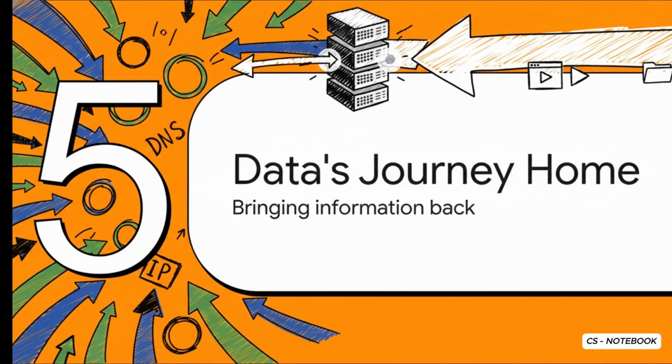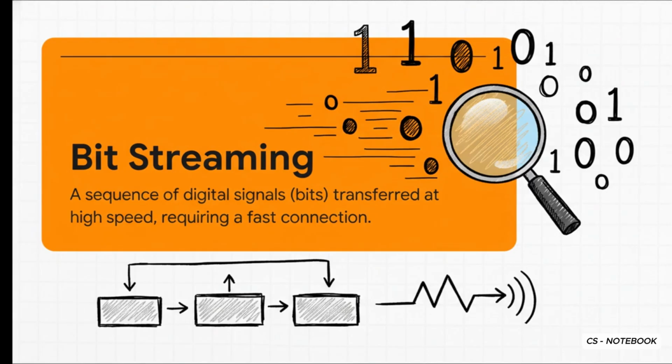All right, mission accomplished. Our packet, guided by DNS and its IP address, has reached the destination server. That server processes the request and then sends a new packet, this one containing the web page or video you actually wanted, on the return trip. It's time to bring the info home. Now for stuff like video, the data comes back to you using bit streaming. This is just a continuous flow of those digital signals, the ones and zeros, sent at super high speed. It only works if you have a fast connection and a clever little trick using something called buffers, which are just small, temporary storage areas.